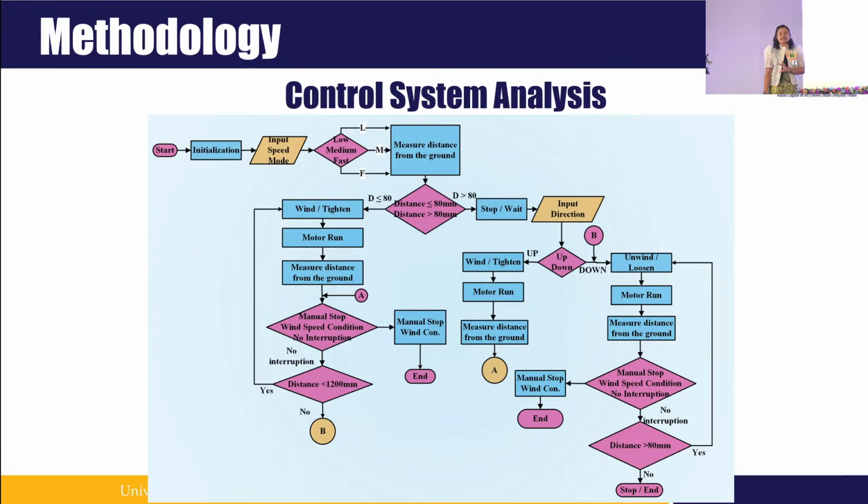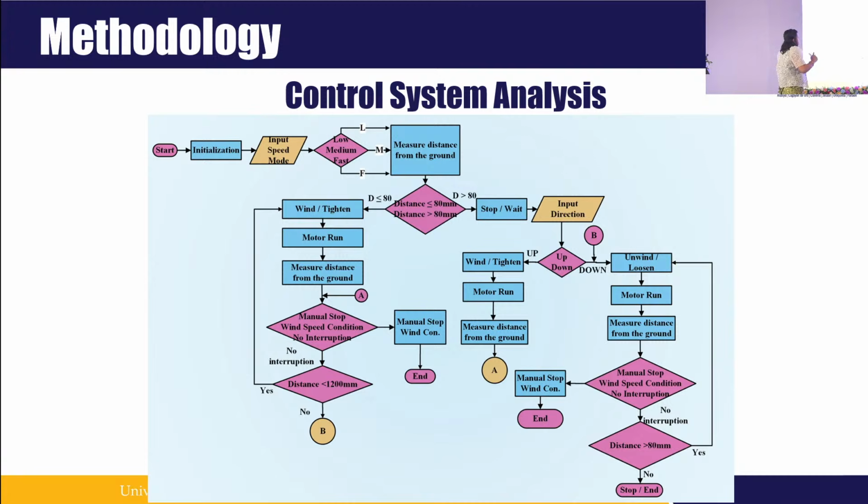Your distance sensor will check the distance from the ground, because if your robot is on the lower part of the tower, it will just automatically go up. But if your robot is at the top part, then it will determine through the distance from the ground that it needs to go down. So this will be the process flow.